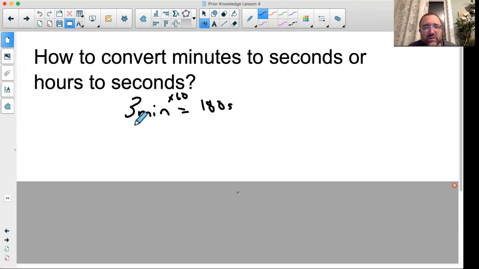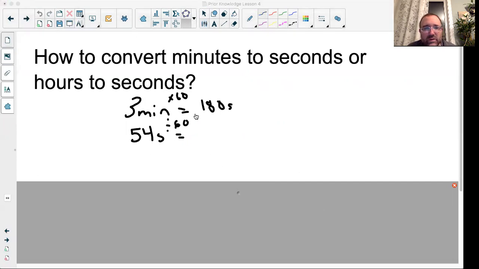What happens if you want to convert 54 seconds into minutes? Well, we know it's very close to a minute, so what we need to do is divide by 60 in this case. We go the other way around. And 54 divided by 60 gives us 0.9 of an answer.